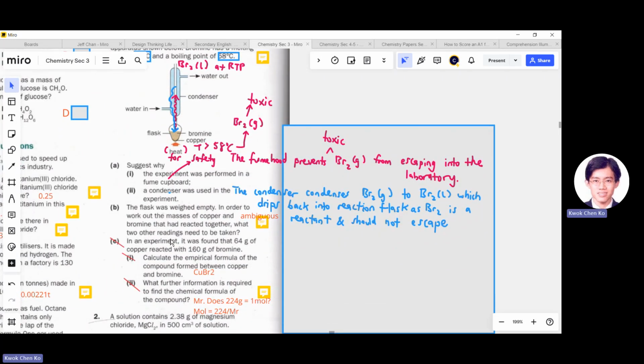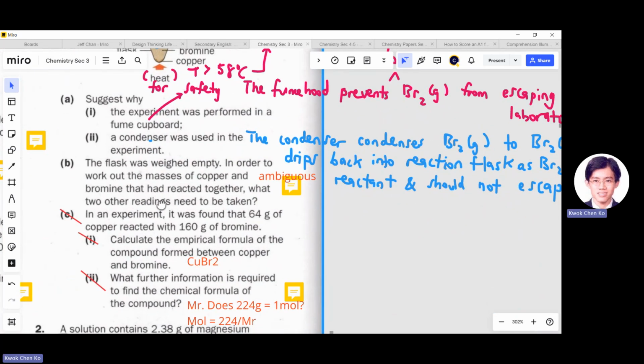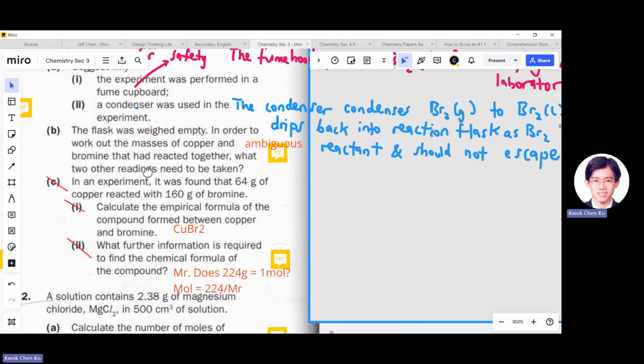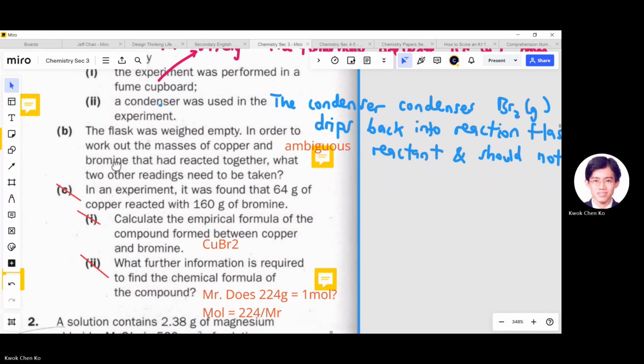Number one, part B is a bit ambiguous. You don't really have much information to put on. You have to make some assumptions for part B. Look up the masses of copper and bromine that have reacted together. What two other ratios need to be taken?